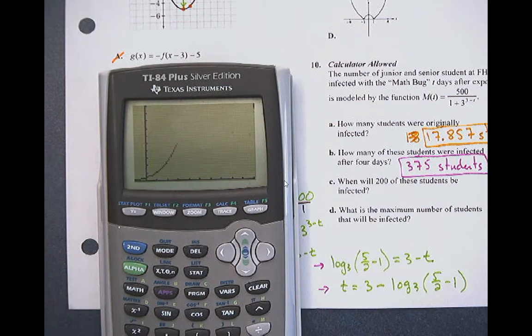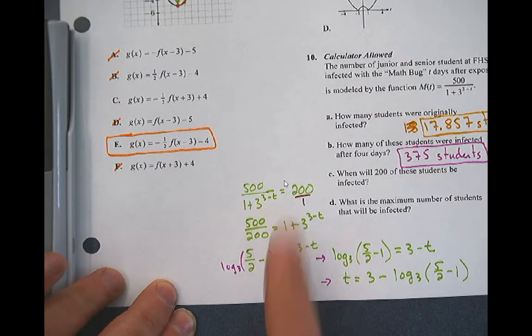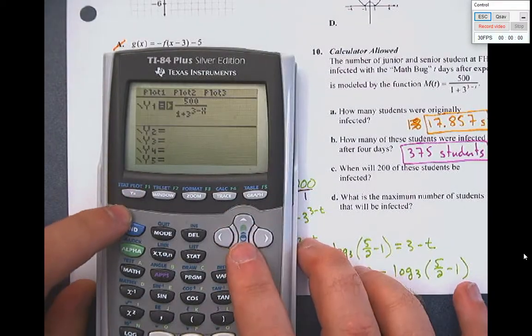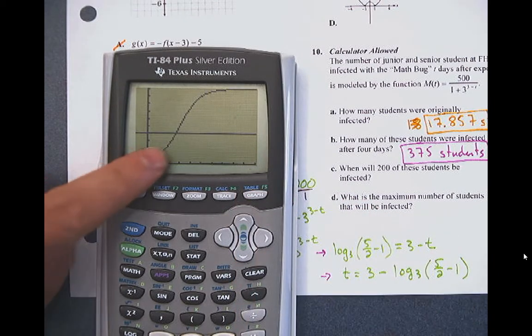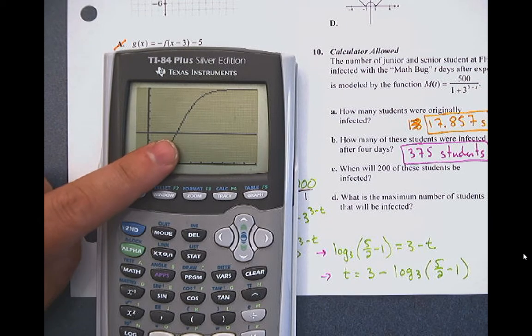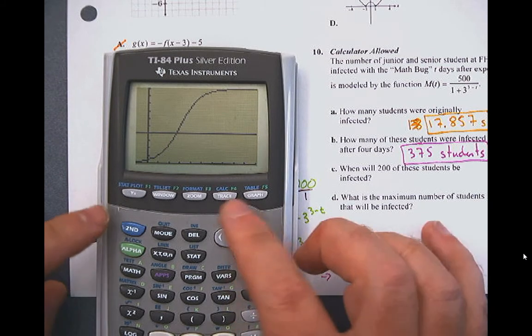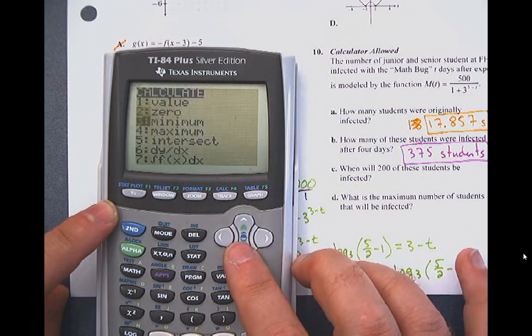Okay, so what I want to show you, if you've got this in your grapher, since we can use our calculator, this is a picture of the graph. We want to figure out when the graph is at a height of 200. So I can graph the line y equals 200. Where they intersect each other is going to be where their solution is. I can find that underneath second calc, go down to intersect.